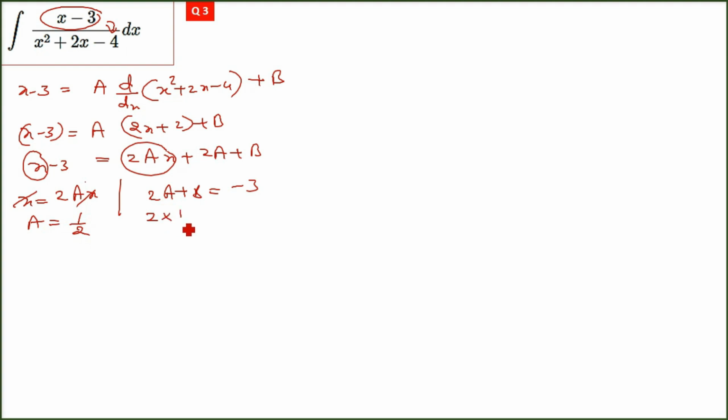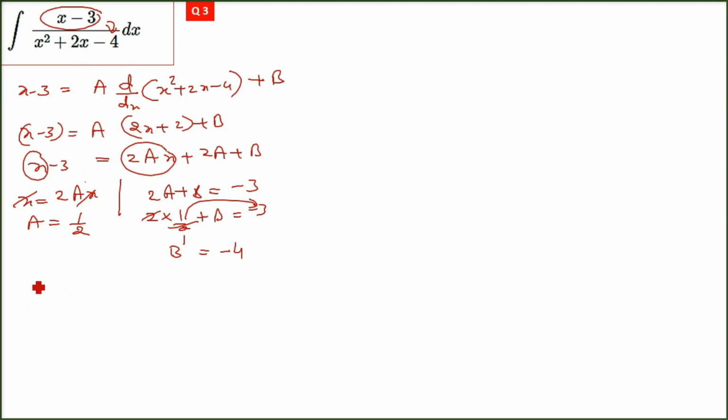2 into 1 by 2 plus capital B equals negative 3. 2 gets cancelled, 1 is there. So b will be equal to negative 3 minus negative 1, which is negative 4. A is half, b is negative 4. Now put it in the second equation, which I have written.